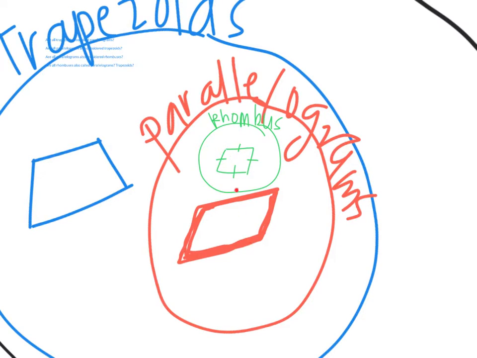Yes. So are all parallelograms also rhombuses? No, but are all rhombuses also parallelograms? Are there some trapezoids that are not parallelograms, that are not inside your parallelogram circle? So that's why this one's outside.